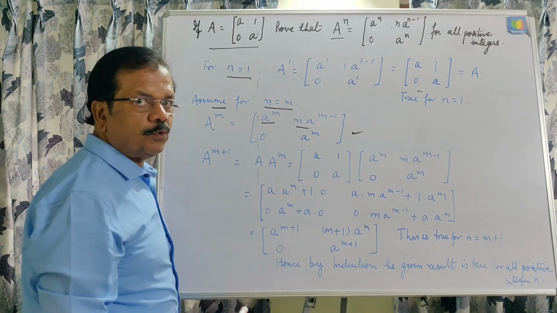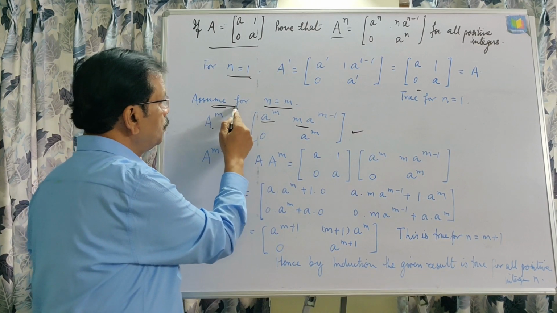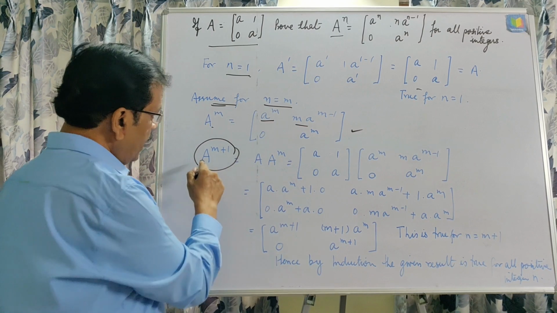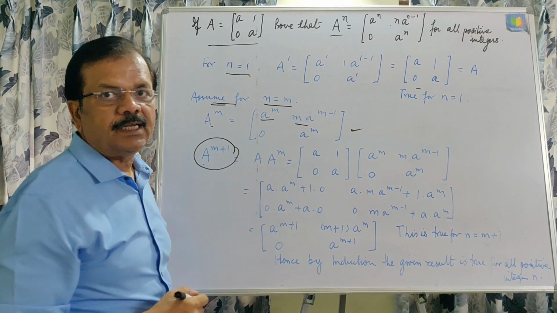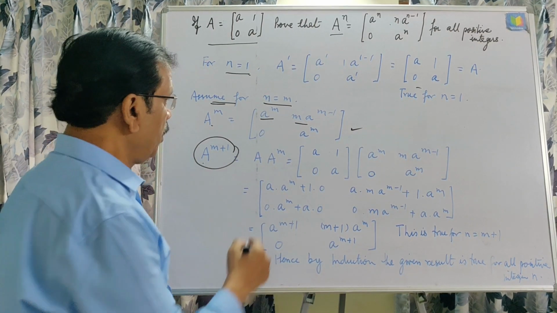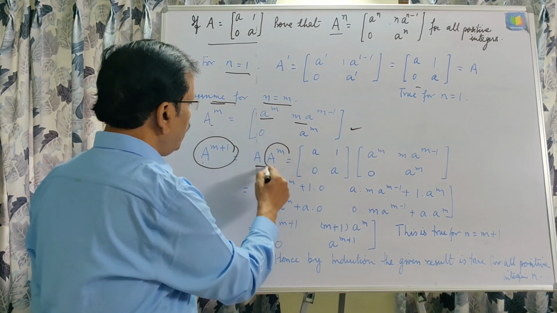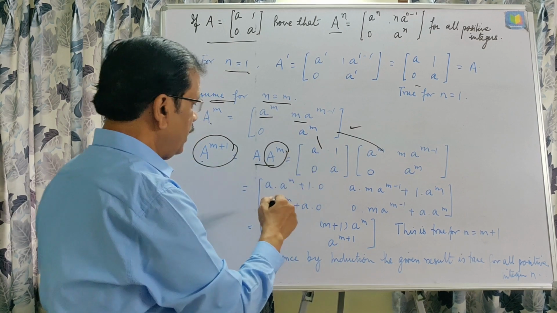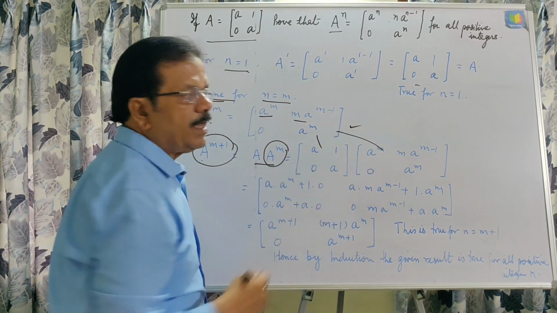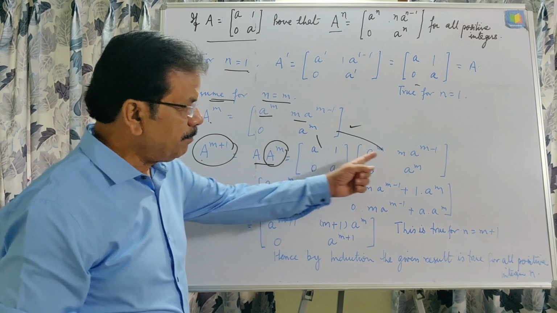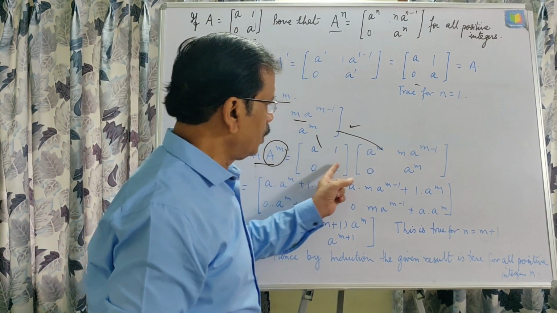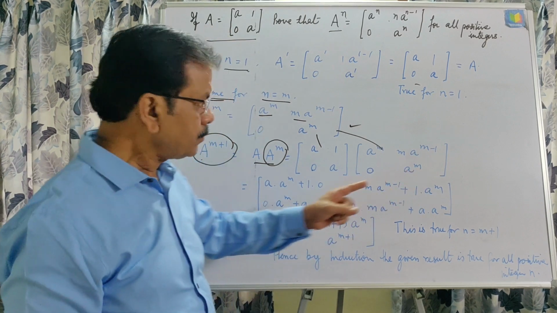Now we will show that if this is true, then it will be true for m plus 1, meaning A to the power m plus 1 can be written as A multiplied by A to the power m. Substituting the value of A to the power m and the value of A, we are getting these two matrices. Now this can be multiplied very easily because the order is 2 cross 2 and this is 2 cross 2.